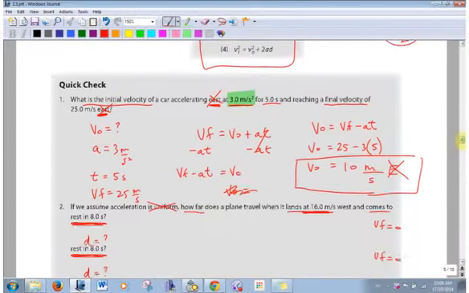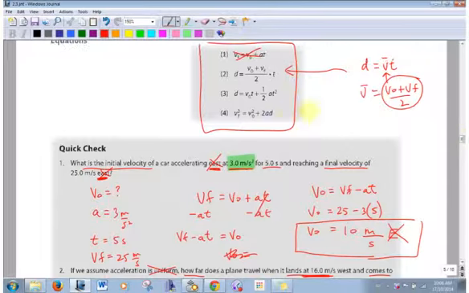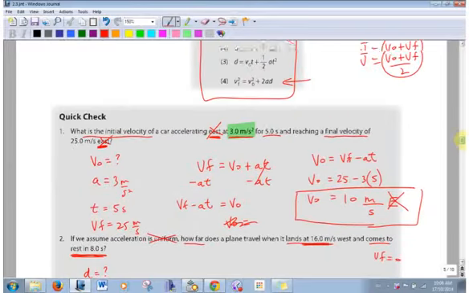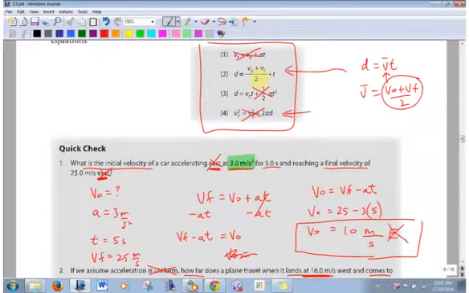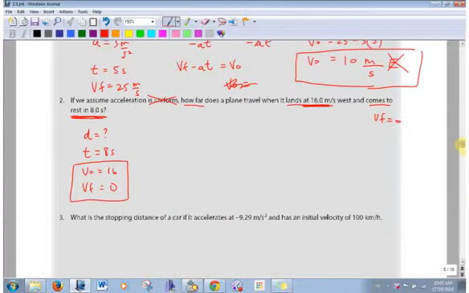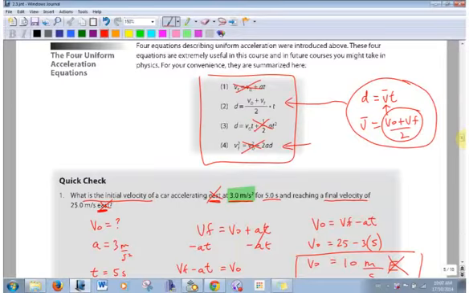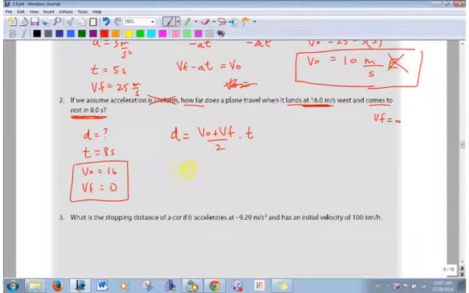These all have D. What else? Do I want to try this one? Why not? Ah, no acceleration. Can't use that. How about this one? It's got acceleration too. I must be using this one, and that's the one that's not on the back cover of your book. Okay? So it kind of generate on your own. D is VO plus VF over 2 times T. Okay? You got to put these two together. So that all that says is what's the average speed times the amount of time I'm doing that speed for, and that's given me a distance.